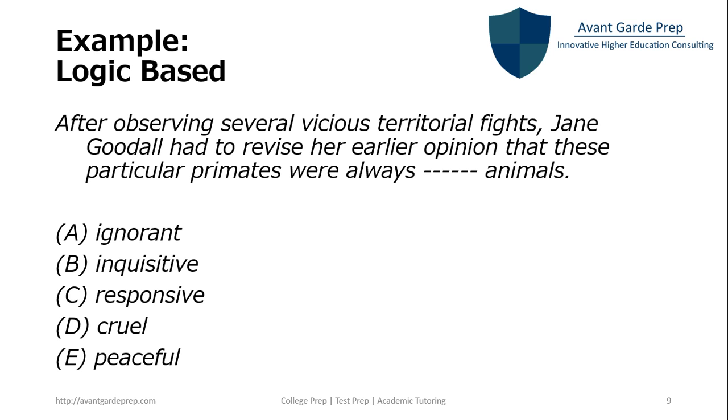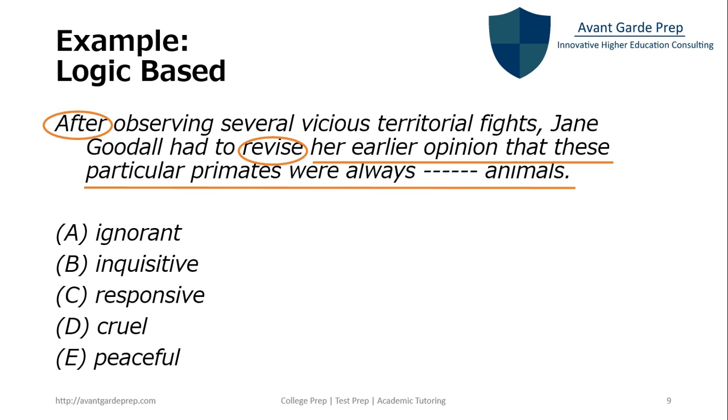And let's look at an example for this as well. After observing several vicious territorial fights, Jane Goodall had to revise her earlier opinion that these particular primates were always blank animals. So let's look for our trigger words. First one is after, and that tells us that the information from the beginning of the sentence is going to affect what comes later in the sentence. We have revise. This tells us that something is going to change, and it's going to change after the events that were described at the beginning of the sentence.